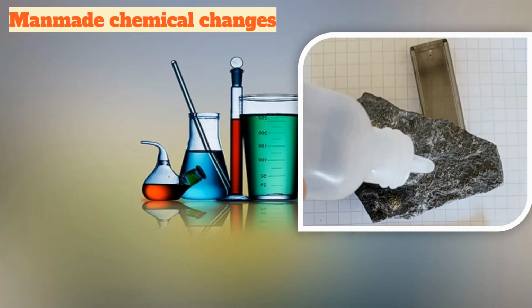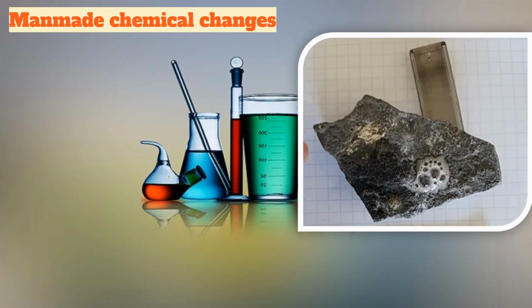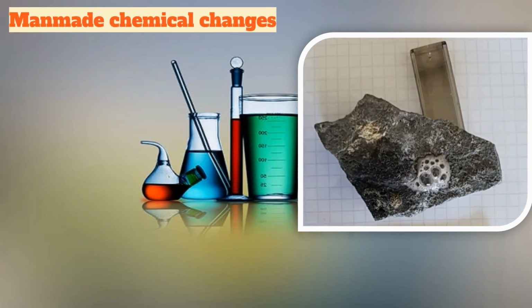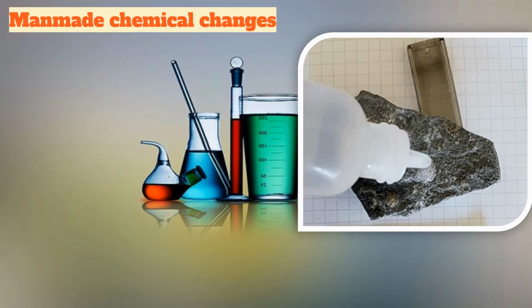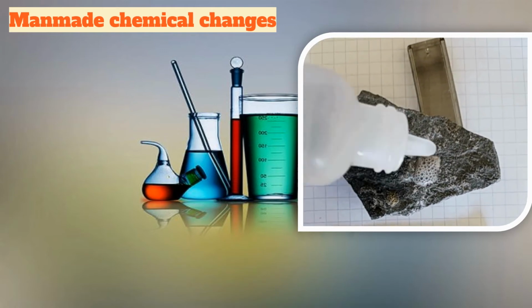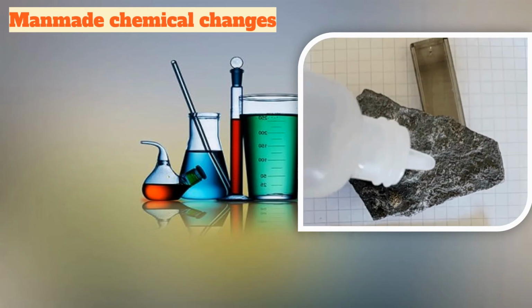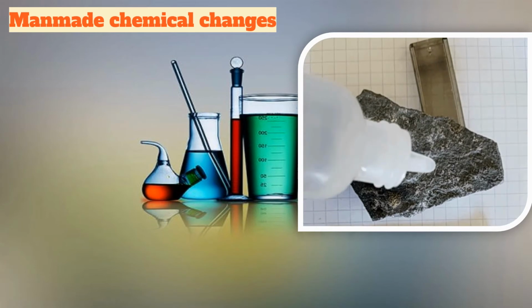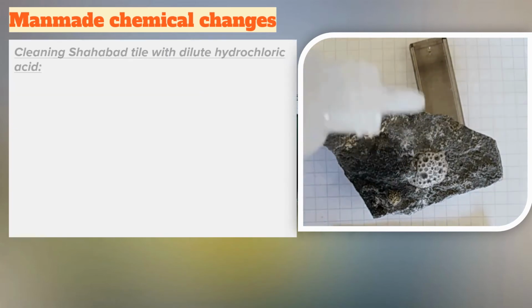The chemical composition of Shahabad tile is basically calcium carbonate, and when you add HCl to it, you can see that the tile reacts with the hydrochloric acid to form some kind of chemical reaction, that is bubbles. So let us look at this carefully.